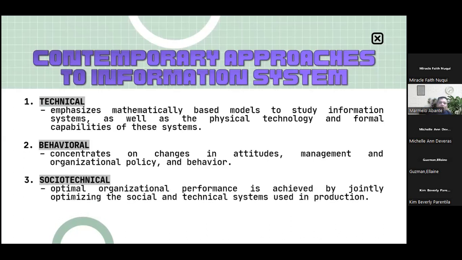Socio-technical approach or perspective. Here, optimal organizational performance is achieved by jointly optimizing both the social and technical systems used in production. It emphasizes the need to design information systems that support the social and organizational context in which they will be used. Overall, each approach has its strengths and weaknesses, and the choice of approach depends on factors such as the nature of the information system, the organizational context, and the development team's skills and preferences.